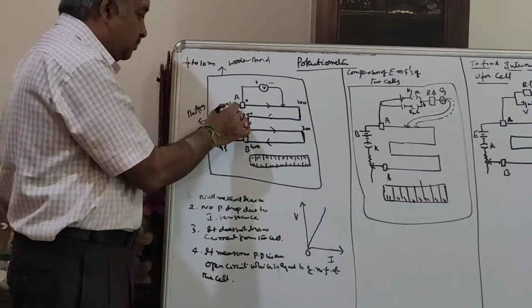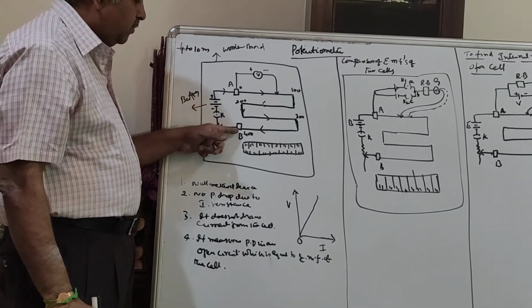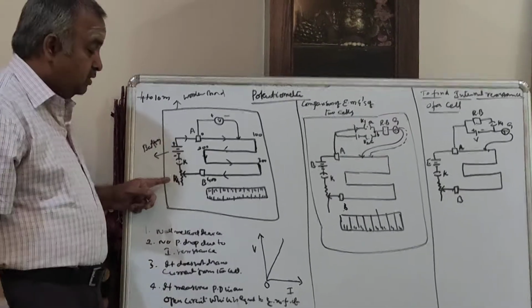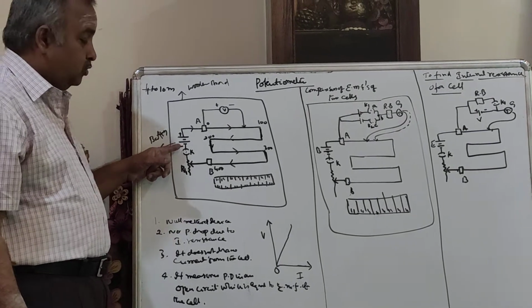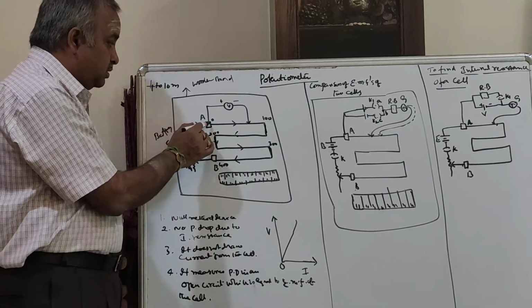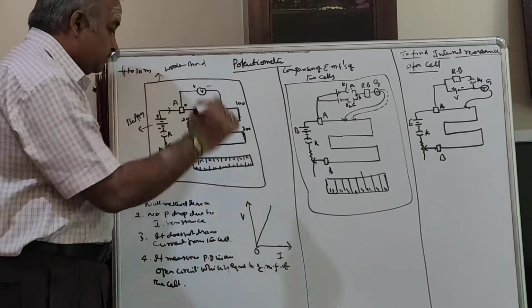So the initial part of the wire is connected to the positive terminal of the battery, and the other end of the wire is connected to the rheostat, in other words called a variable resistor. This variable resistor is connected to the plug key, which is connected to the negative terminal of the battery. Now from this it is connected to the voltmeter like this one. This is so-called the jockey.